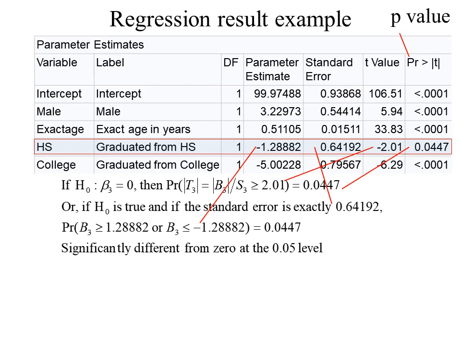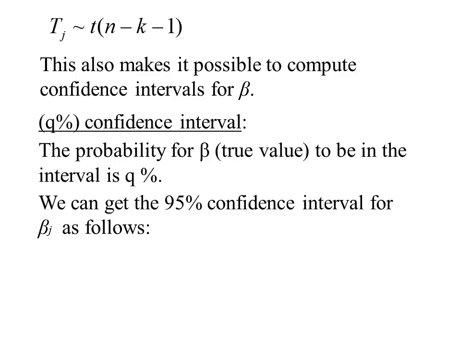It is shown in the next column that T, the ratio of B to S, is -2.01, and in the rightmost column, the p-value, the probability for the absolute value of T to be greater than 2.01, is shown to be 0.0447. The p-value is smaller than 0.05, i.e., the value of B is statistically significantly different from 0 at the 0.05 level. The test statistic T follows the t-distribution with a degree of freedom of n-k-1, where n is the number of cases and k is the number of independent variables.